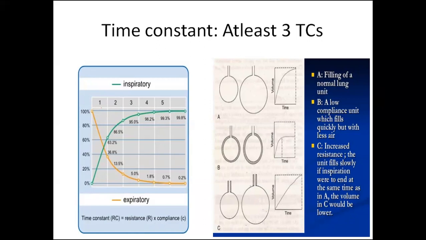Normally, we need to give at least 3 time constants for the lung to get the air in or get the air out. And inspiratory and expiratory time constants can change depending on the lung pathology. That's what I'm telling. Can I move on? Yes, sir.